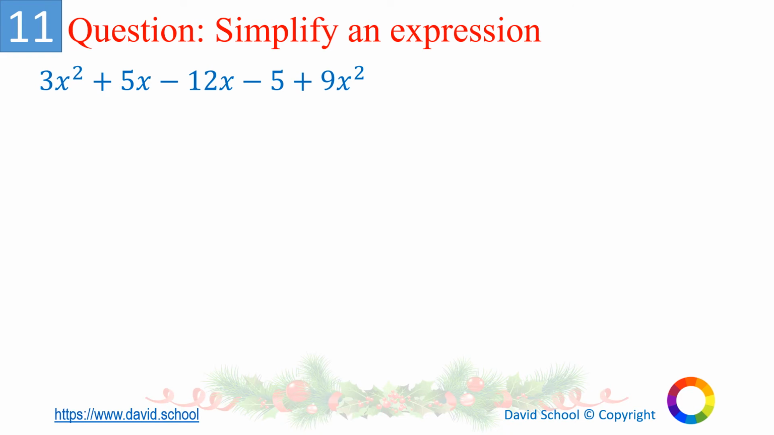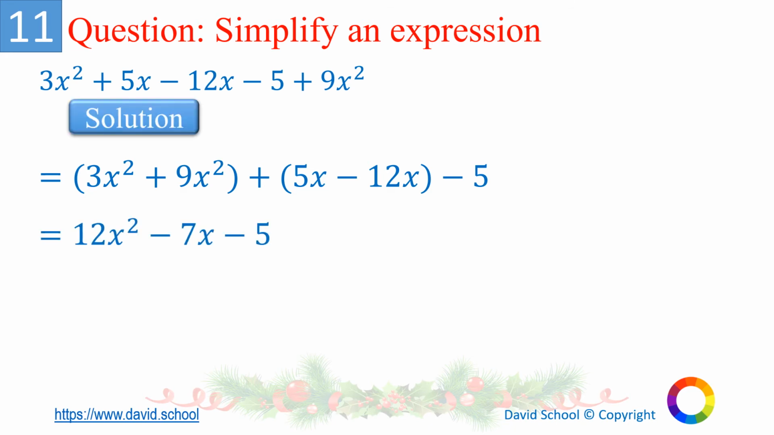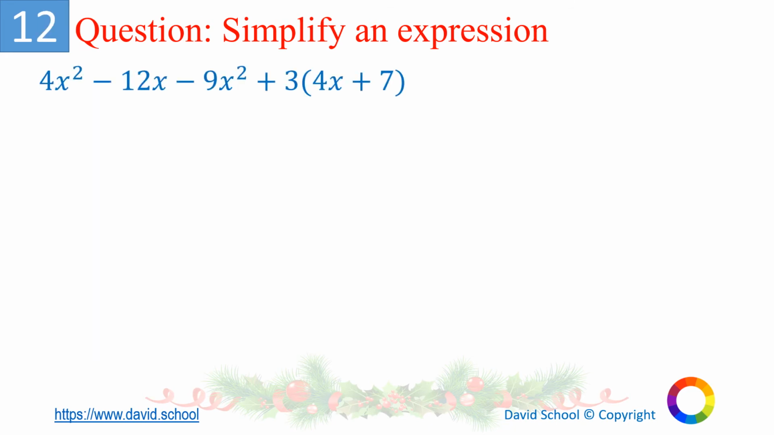Group these numbers. 3x squared, 9x squared, plus 5x, negative 12x, and minus 5. Do you have to use this parenthesis while grouping? Not necessarily. Now 3 plus 9, 12x squared, minus 7x, minus 5. Pause the video and try to simplify this.